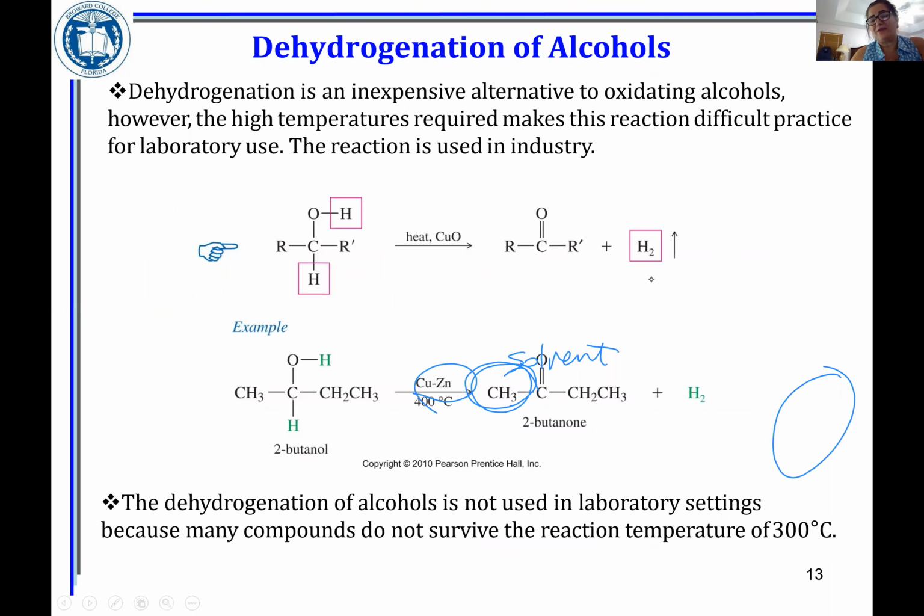In the lab, if you have hydrogen gas released, you are increasing the chance for explosion or fire. It can catch on fire very easily. So because that safety factor is involved, this reaction is known for the industrial method and not proper for the lab. For the lab, permanganate, sodium dichromate, and PCC are a better method. So for the laboratory setting, we don't use that.